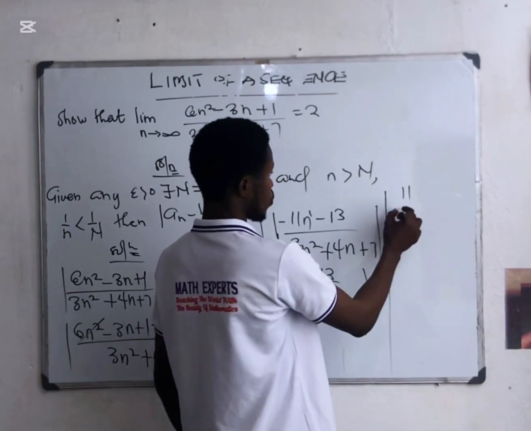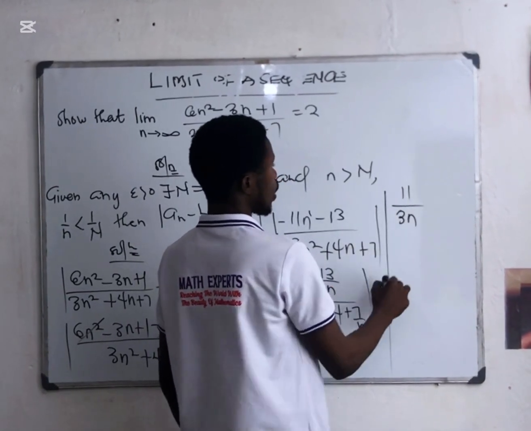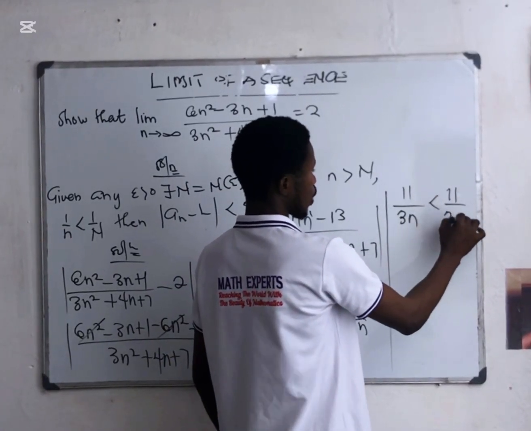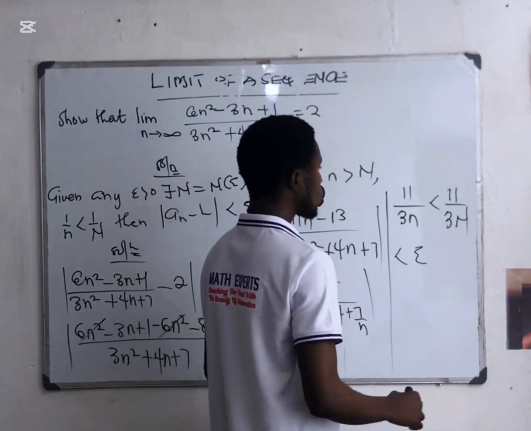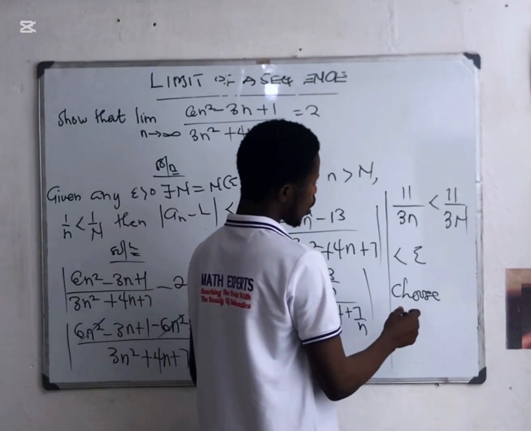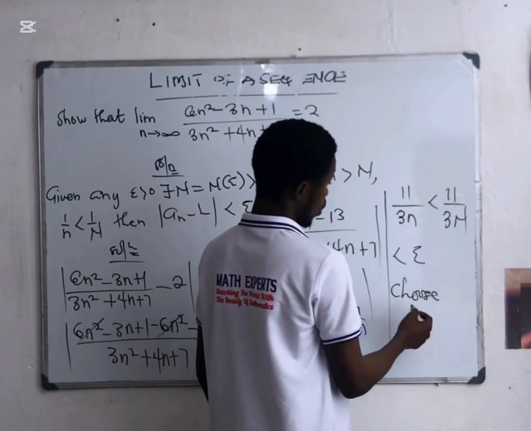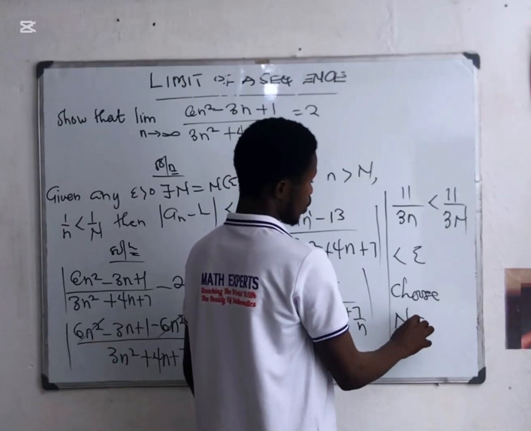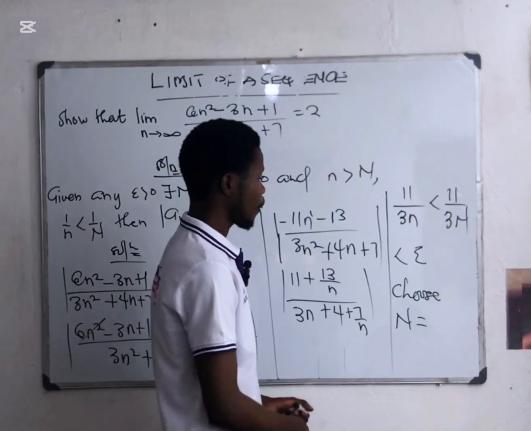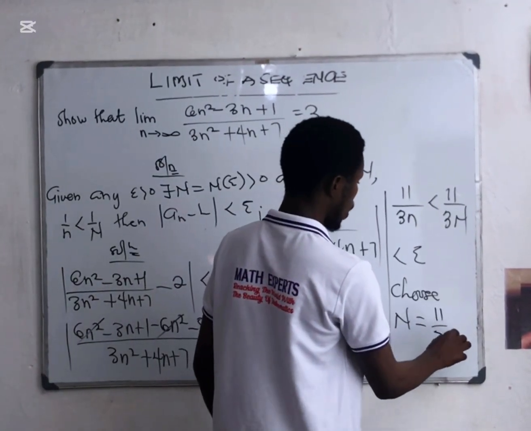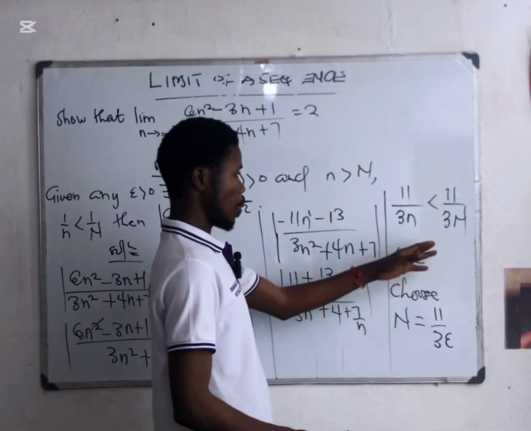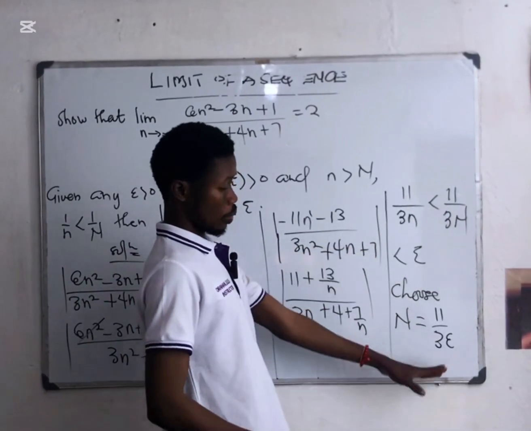So at the end, I'm having 11. Let me take it from the absolute, because they are all positive now. 11 over 3n. You say that this one should also be less than 11 over 3 capital N, which should be less than epsilon. So you choose our capital N to be 11 over 3 epsilon. So you see how the N is being chosen, depending on whatever that is here. That's how we take it.